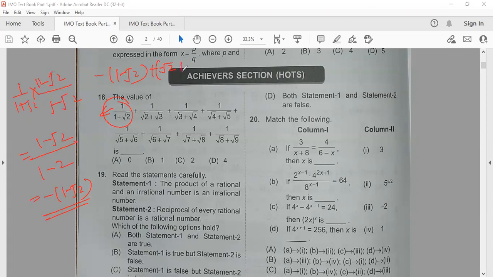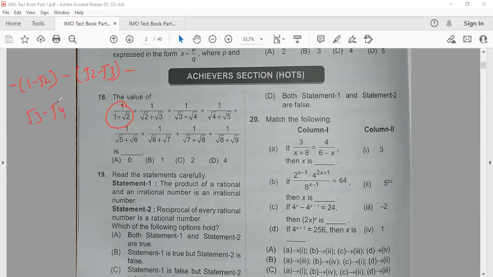Similarly, here you will get minus times root 2 minus root 3, over 2 minus 3. Definitely a minus sign will be there. Each one is a rationalization. So if you simply write it with the concept, 1 minus root 2 with the minus sign, minus root 2 minus root 3, minus root 3 minus root 4.